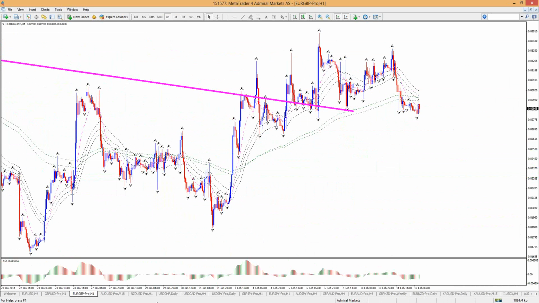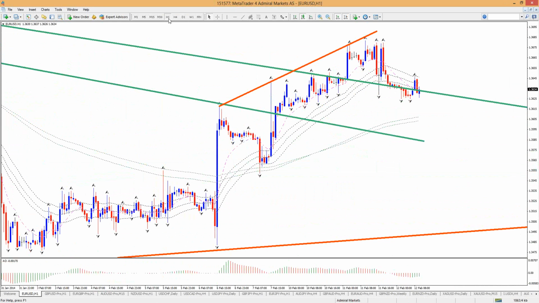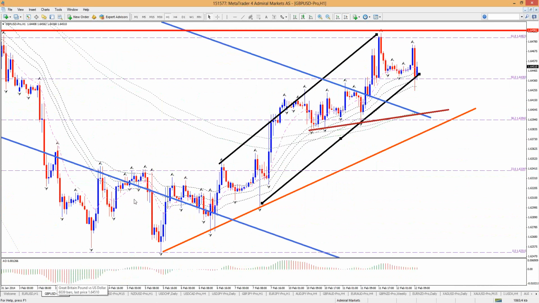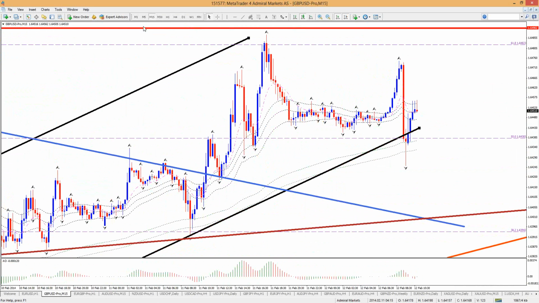So what's the Euro doing? Last hour was bearish. This hour, just a small candle so far. Pound dollar with the inflation report coming soon, making a bit of a bounce here. Nothing special so far.